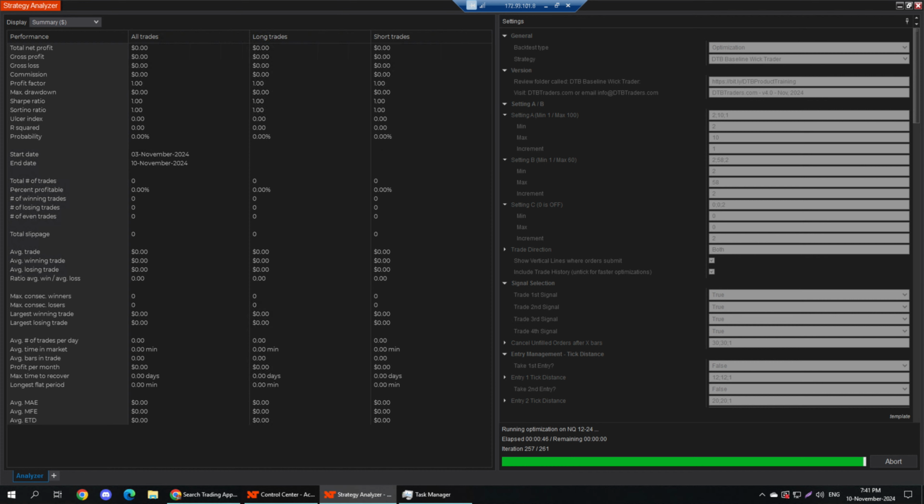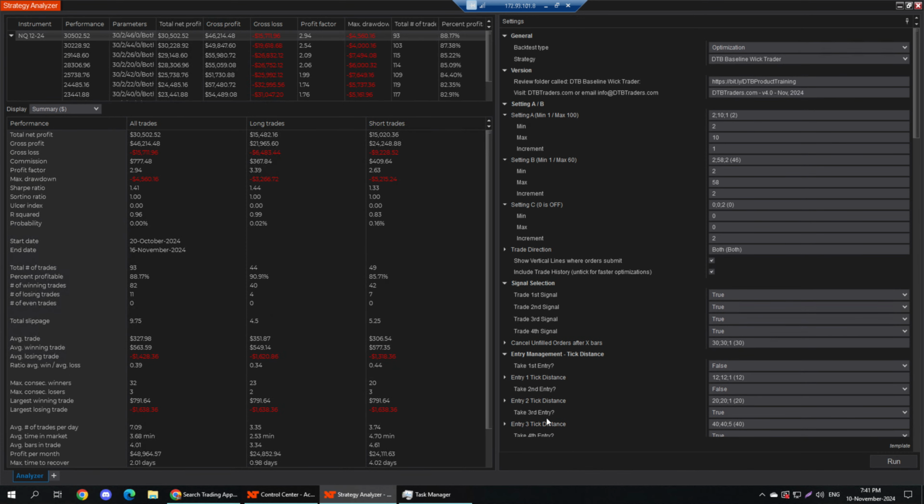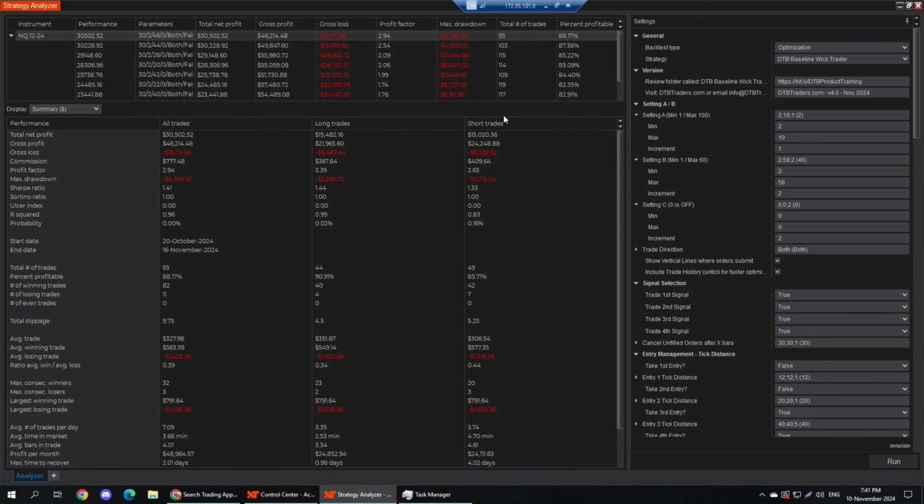Excellent. Okay, so guys, it's still running. Now we've got our optimization almost complete. It took just under a minute. Now we've actually got our results from this optimization.